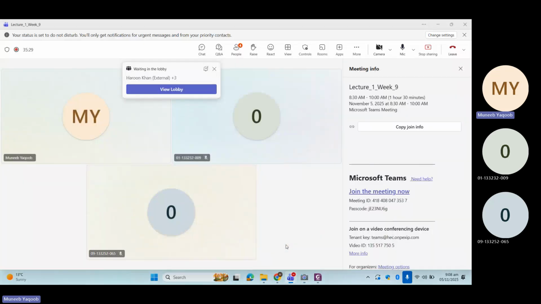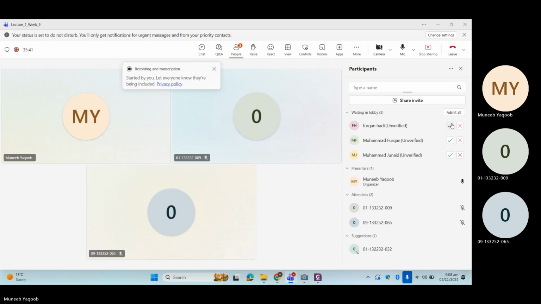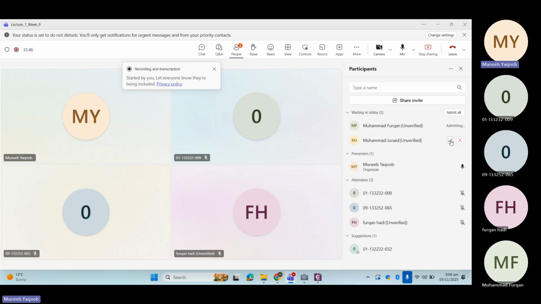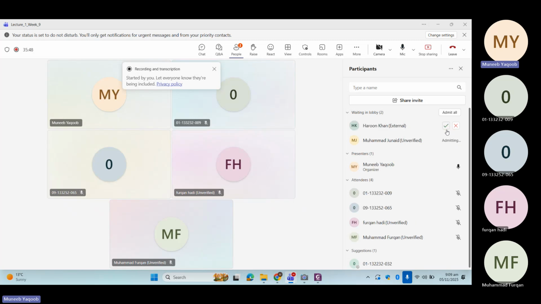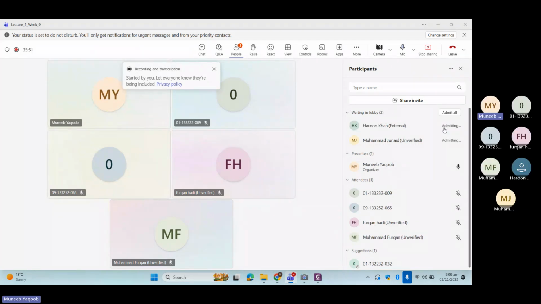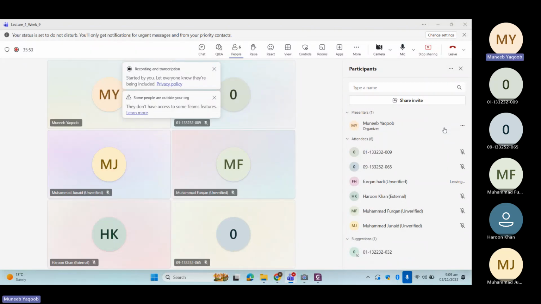Let me just add those people that need some verification. Although I have added all of you in our class, so if you join through your class, you won't be needing this verification. But still, some students are joining using the passcode and the other thing.